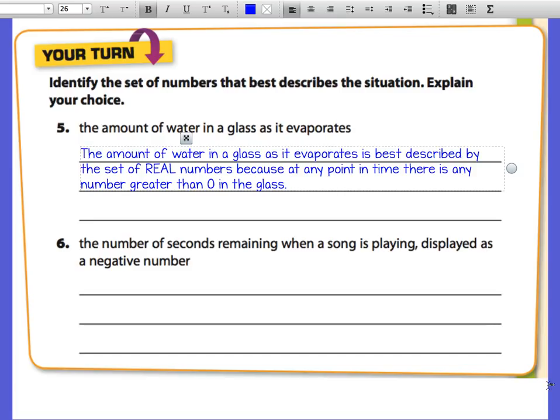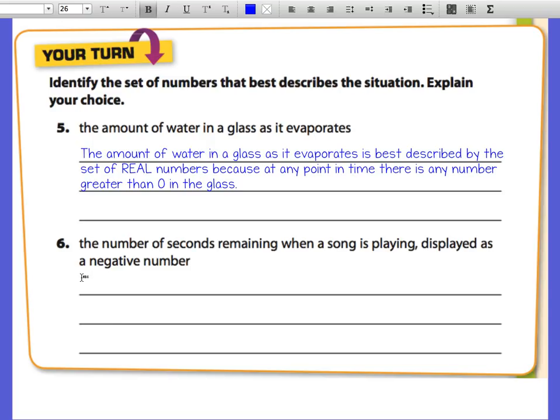Okay, so even though your answer really here can't be negative, it can still be represented by all these other numbers that are still part of rational and real. So the one that includes the most would be real numbers. The number of seconds remaining when a song is playing displayed as a negative number. Well, since it's displayed as a negative number, we can say that it is represented best by real numbers because they can have decimals and be negative.